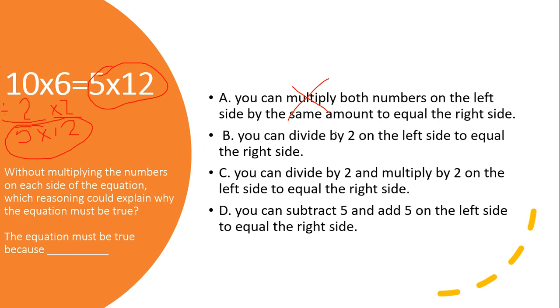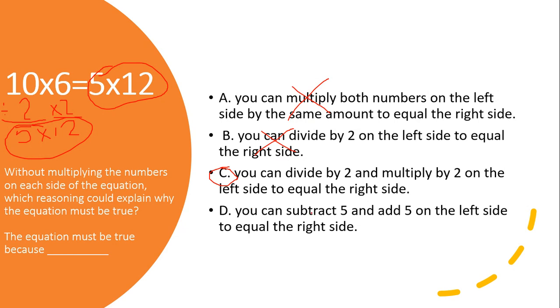B, you can divide by 2 on the left side to equal the right side. I divided one and I multiplied the other by 2. So I didn't divide both of them by 2. Next, C, you could divide by 2 and multiply by 2 on the left side to equal the right side. I divided by 2 and then I multiplied by 2 and I got the same as the right side. So I think C is correct. Let's look at D just to check.